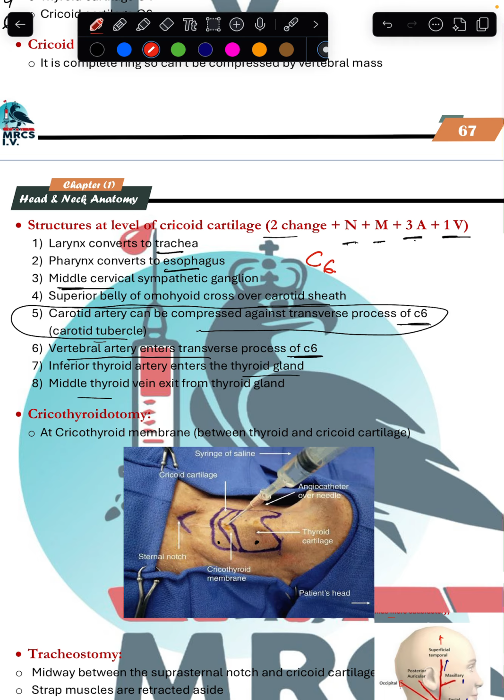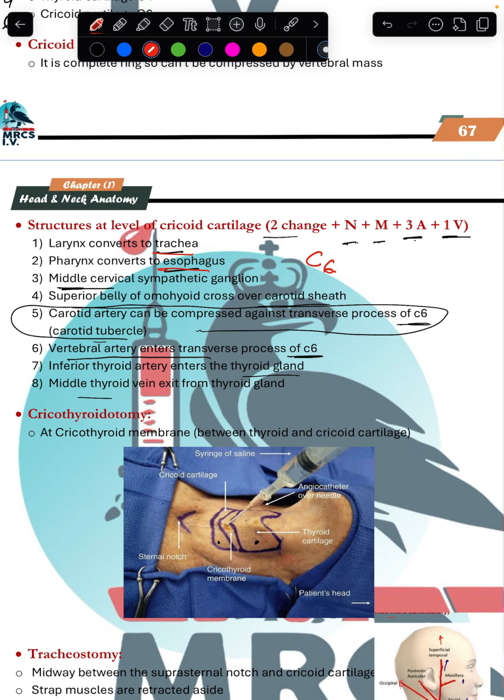What are the important things at this level? There are two changes, 1N, 1M, 3A, 1V. The two changes: the larynx converts into the trachea, and the pharynx converts into the esophagus. Two tubes which are changing. One is larynx into trachea, the other pharynx into esophagus.